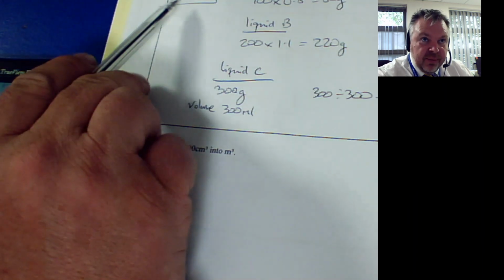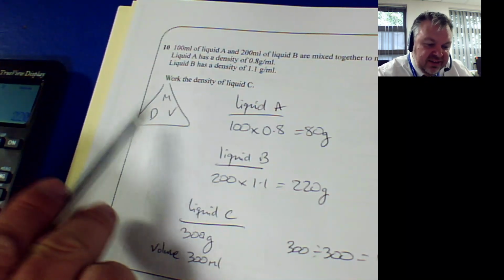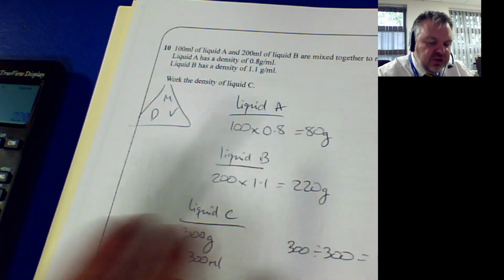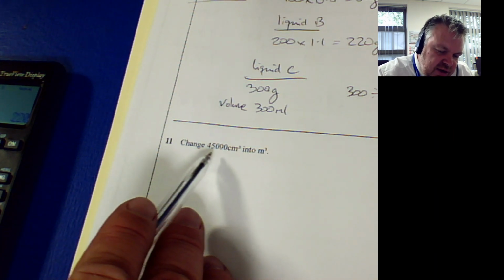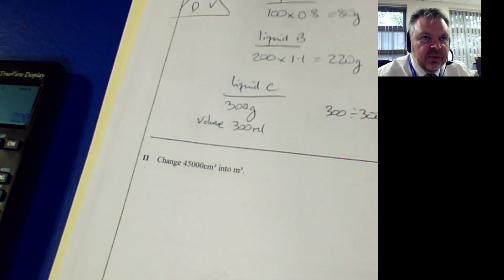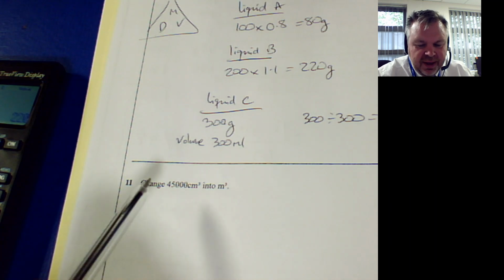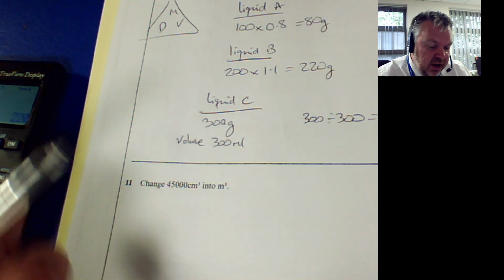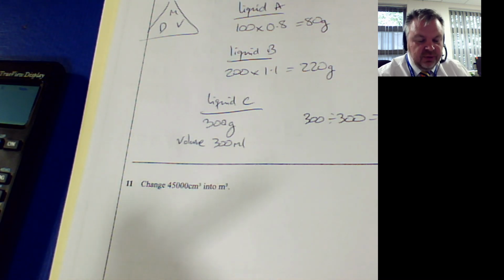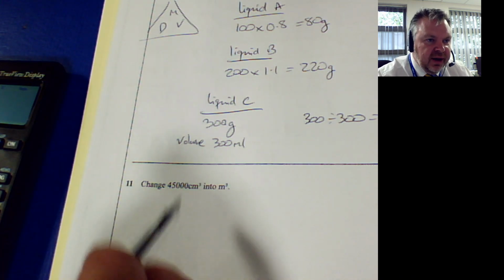Okay, easy. I say easy. Easy if you remember your triangle. This is the key bit into the question, and then just start doing the maths. It'll all come together. Okay, question 11. We're changing centimetres cubed into metres cubed. There's a good chance that you won't just be asked to do it like this in an exam, that this will be part of something else, but it's absolutely a key skill that you need to be good at.